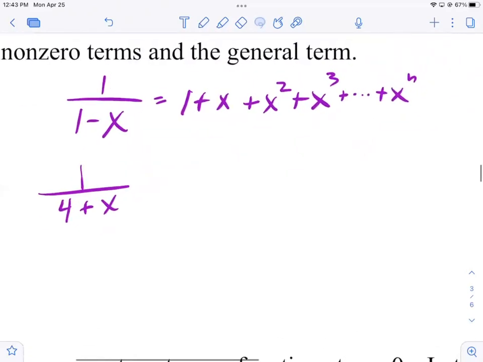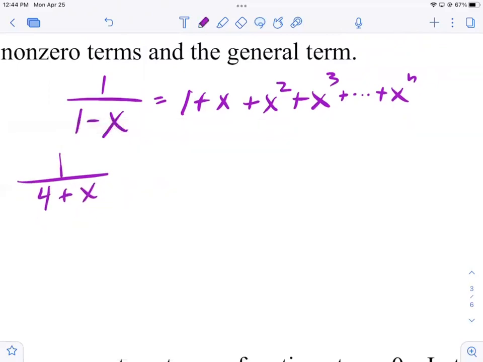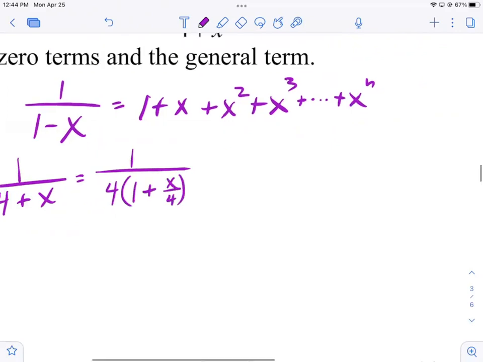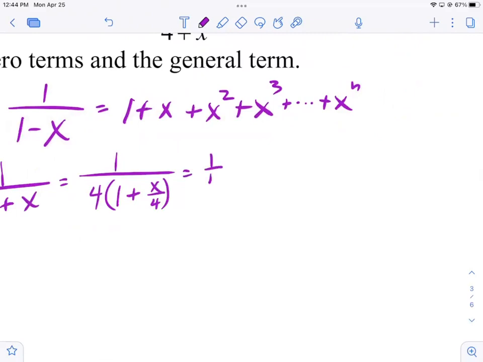So sometimes you do have to do a little bit of manipulating. And that would be the first thing you would want to do. So in the bottom, factor out a 4, and that gives you 1 plus x fourths, or 1/4 x, right? That looks good. Now, I'm going to call that 1/4 times 1/(1 minus -x fourths). And that does the trick. Constant multiples never really matter, do they? They don't. They just go along for the ride in almost every aspect.